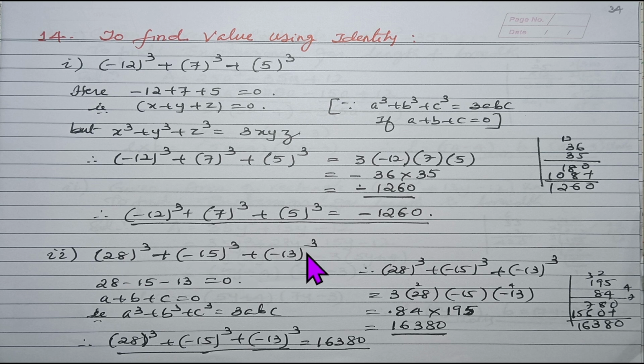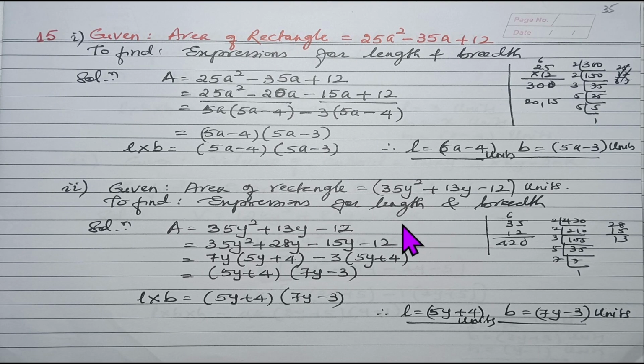Therefore a cube plus b cube plus c cube is equal to 3abc, and here a is 28, b is minus 15, and c is minus 13, and therefore 3abc becomes 84 into 195, and that is 16,380, the answer of this particular example. And again we have used the identity with the given condition that a cube plus b cube plus c cube is equal to 3abc if a plus b plus c equals 0. Okay, remember that.